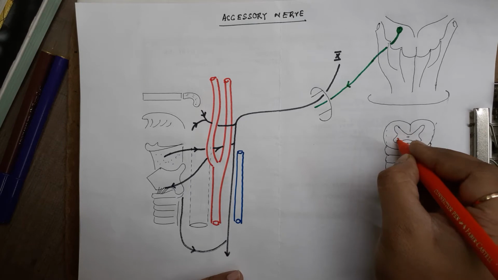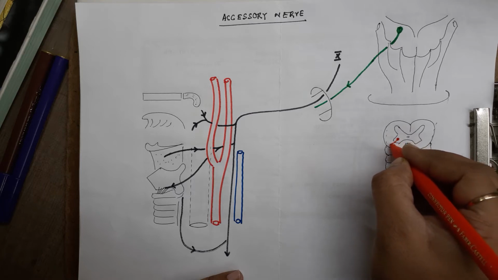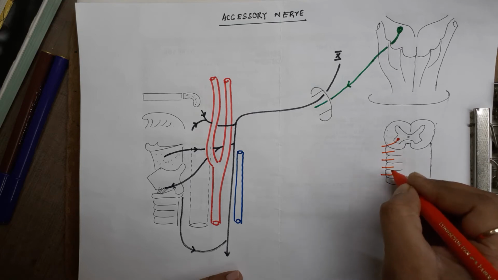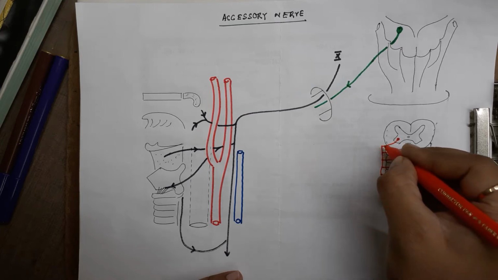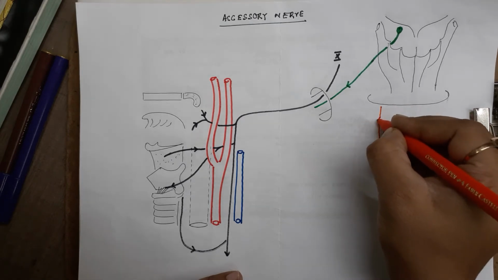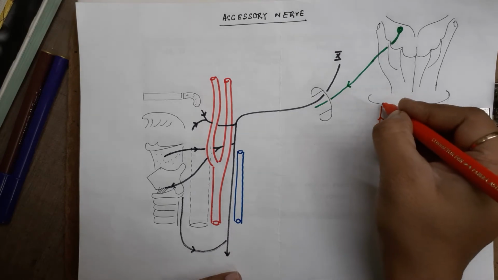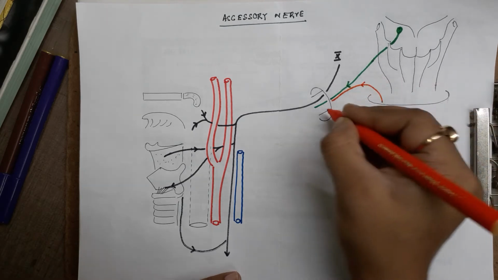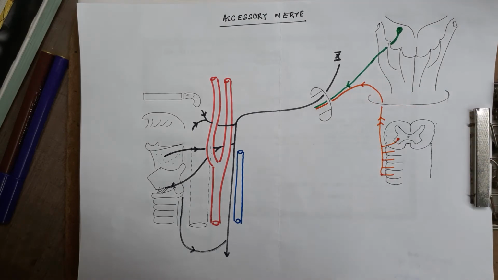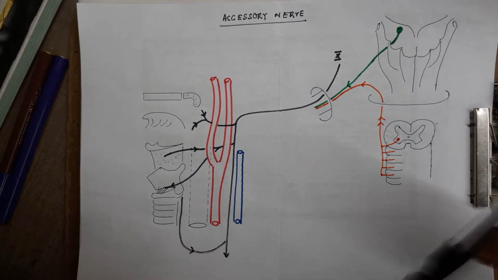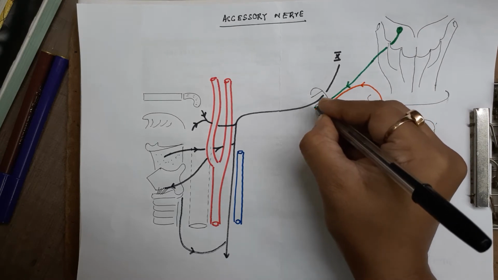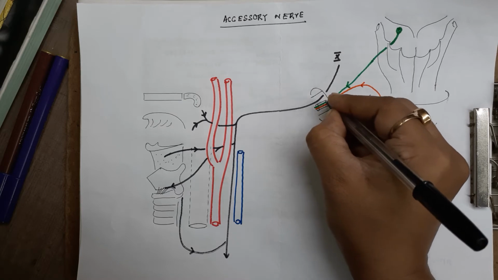Spinal accessory, the spinal component: from the anterior horn of the first 5 cervical segments, the rootlets originate. Absolutely motor. They unite together, ascend upward, enter the foramen magnum, approach the jugular foramen, and meet with the cranial accessory. So in the jugular foramen, we get the accessory nerve. This is our accessory nerve of 2 components, what we get in the jugular foramen.